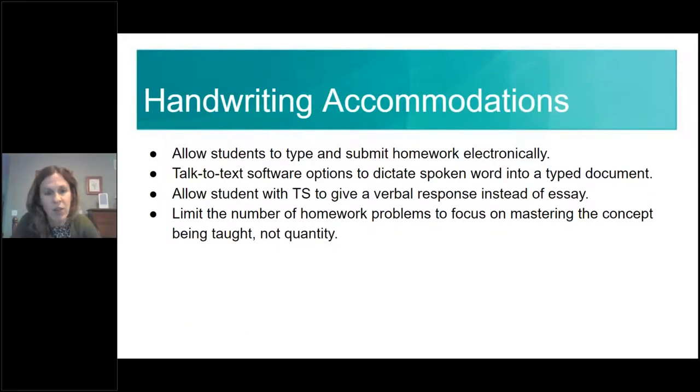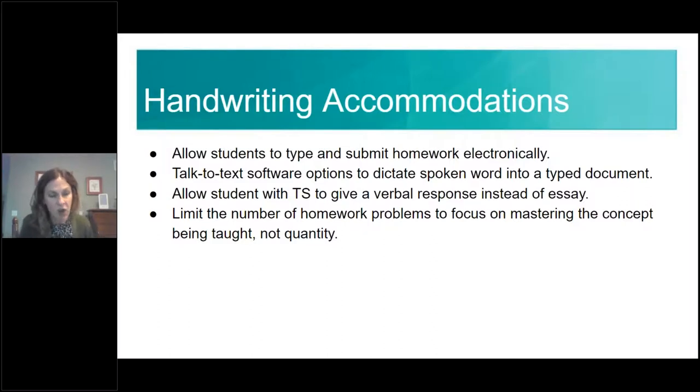Handwriting accommodations. I feel like because of the pandemic, teachers have so many of these. They're doing them with all their students now, or did them recently. So allow students to type and submit homework electronically if they have trouble writing, even with executive functioning issues. Many of my teacher friends would say, okay, if you finish this at home tonight, take a picture of it and email it to me. That way, if it's not here tomorrow, it'll be in my inbox.